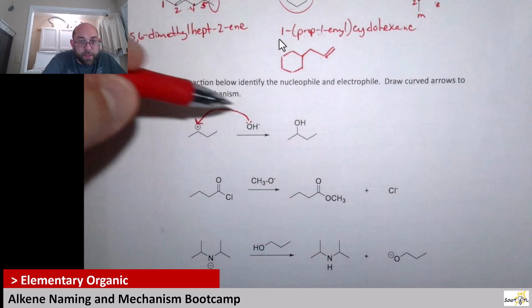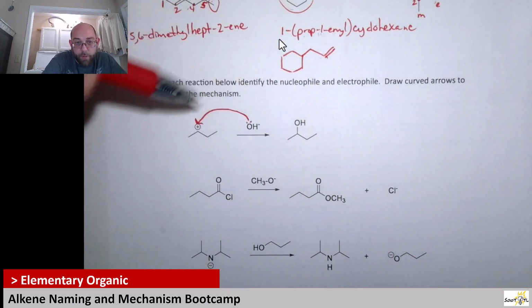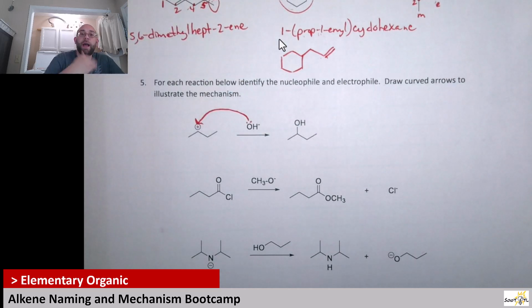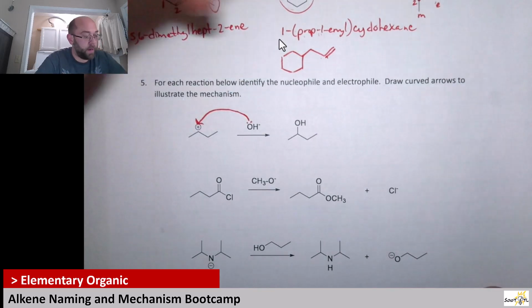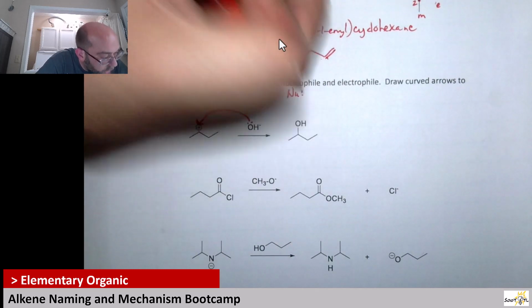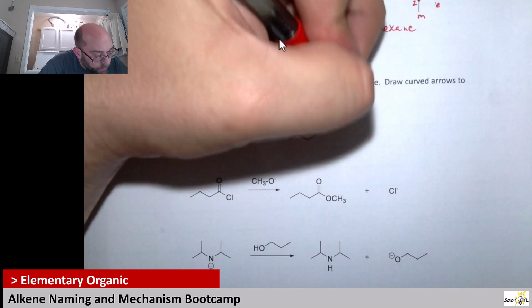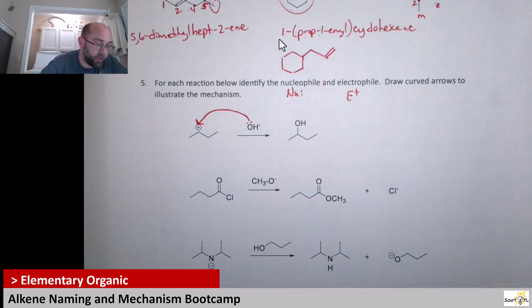So this would be the arrow to explain this bond forming, right? This arrow is in fact that bond forming. So how do you tell the difference between a nucleophile and electrophile? Well, firstly, we use Nu with a colon there, and then we use E with a positive there for electrophile.